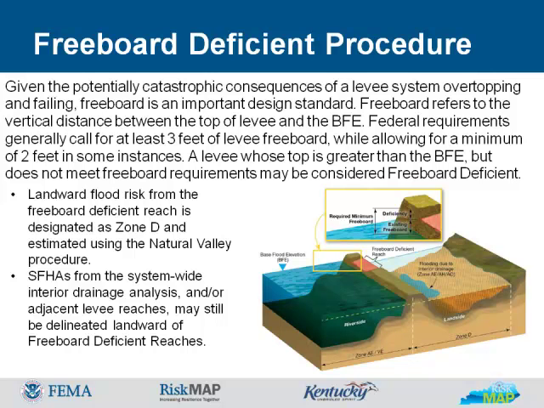Freeboard refers to the vertical distance between the top of the levee and the base flood elevation. Federal requirements generally call for at least 3 feet of levee freeboard, while allowing a minimum of 2 feet in some instances. A levee whose top is greater than the BFE but does not meet freeboard requirements may be considered freeboard deficient. Landward flood risk from the freeboard deficient reach is designated as Zone D and estimated using the natural valley procedure. Special flood hazard areas from the system-wide interior drainage analysis and/or adjacent levee reaches may still be delineated landward of freeboard deficient reaches.